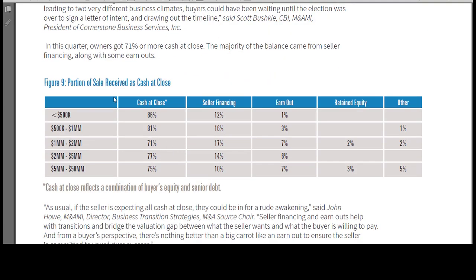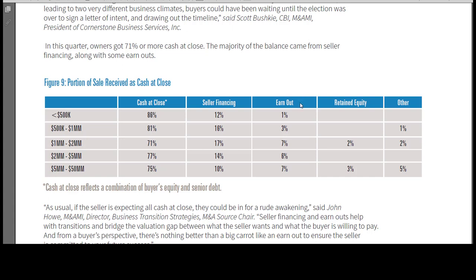Portion of sale received as cash at close. Again, this isn't really reported anywhere else, so it's interesting. Obviously, most sellers want to receive as much cash as possible, as much of the proportion of the sale value as in cash as possible at close. And what they're showing here is that the larger the company is and the larger the deal value, the lower the percentage of the deal value was actually in cash. They break it down by seller financing, earnout, retained equity, and other.